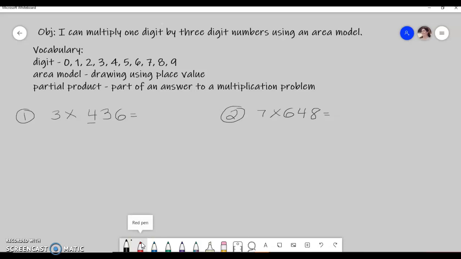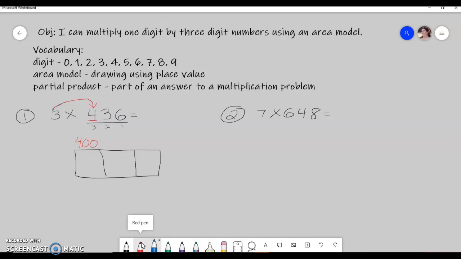If you look at 436, we have 3 digits. Since we have 3 digits, that means we need 3 boxes. First step is the hundreds place. We have a 4 in the hundreds place, so we have a 4, and we know 100 has 2 zeros.